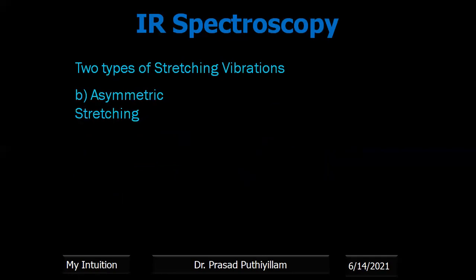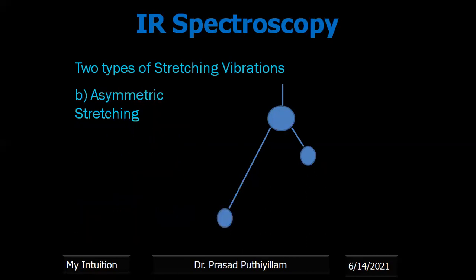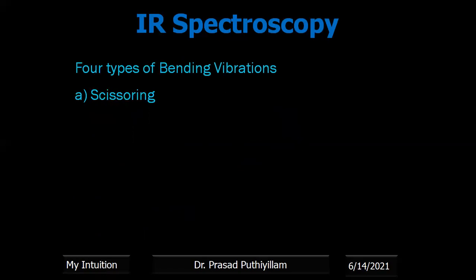Now the second one is asymmetric stretching, in which one atom moves away while the other atom moves closer with respect to the central atom in the molecule. It is represented here. If this type of movement is there, we call it asymmetric stretching. One moves away, then the other one comes near.